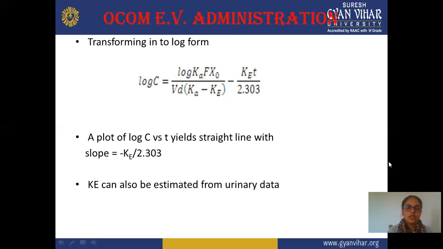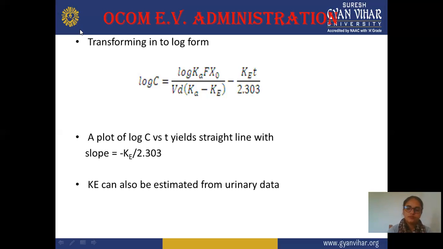When we plot log concentration versus time using this equation, it gives a straight line, and the slope value observed is -Ke / 2.303. Ke can also be estimated from urinary data. This elimination constant also gives information regarding elimination through the urinary route, from excretion data.